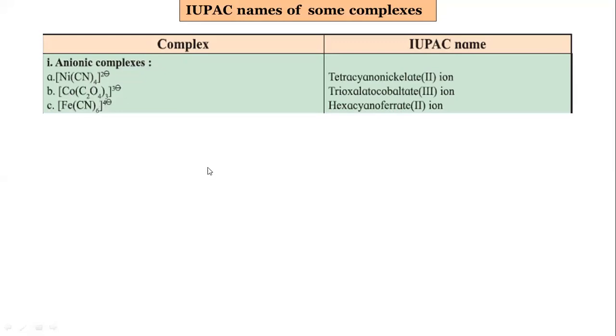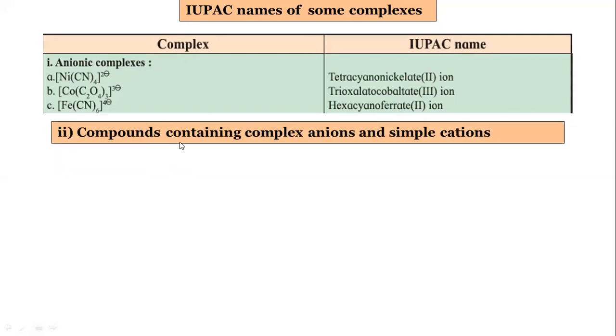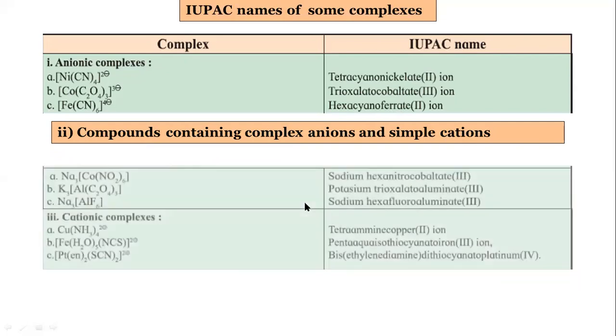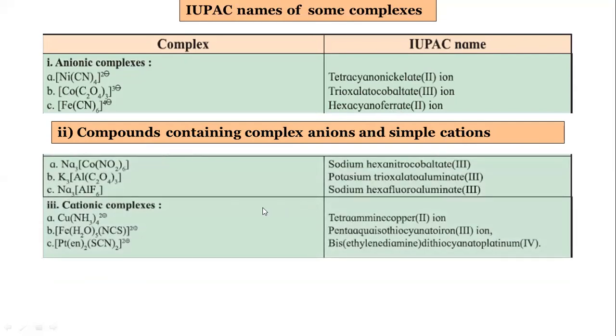So now we will take the next examples. Compounds containing complex anions and simple cations. See, these complexes have the ions given, the charge is already given on the counterions, but there is no charge shown on the complex. If such types of complexes are given in the examination, then how do we identify whether the complex is positively charged or negatively charged? I have given you a simple trick.